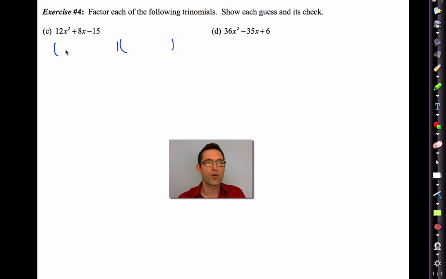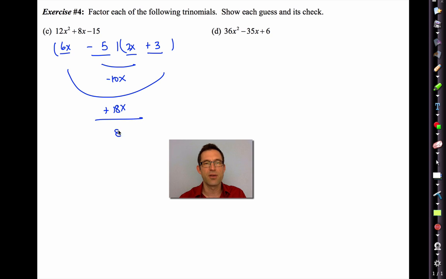Ultimately speaking, the correct guess and check on this one is 6x, 2x, minus 5, and positive 3. And again, let's talk about reasonableness. 6x and 2x, 12x squared, negative 5, positive 3, negative 15. But again, here's the kicker. There I'll get a negative 10x. Here I'll get a positive 18x. And when I add them together, I get a positive 8x. So that's got to be correct.